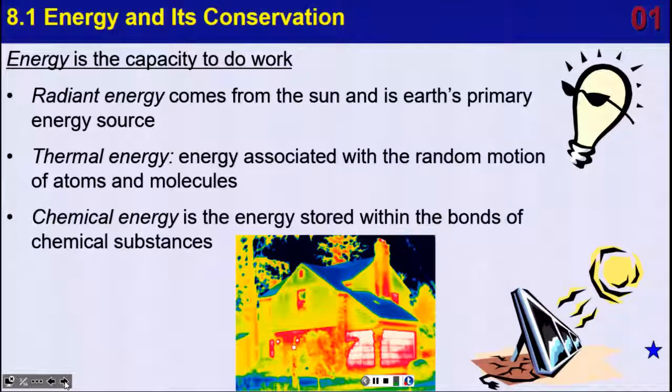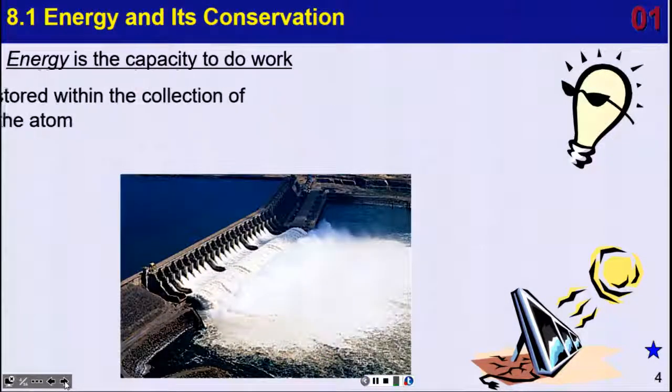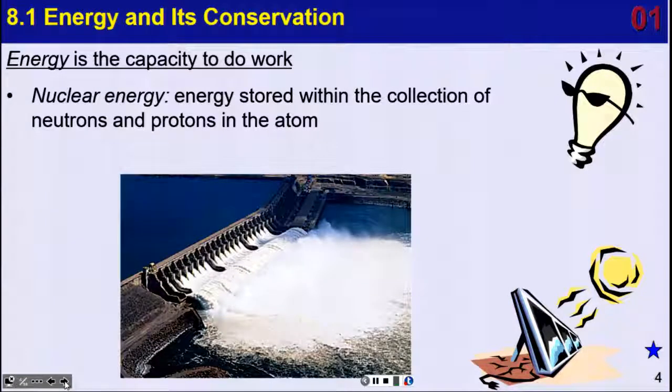There's chemical energy, which is the energy stored within bonds in chemical substances. So every chemical bond has an energy associated with it. There's also nuclear energy that's stored within the collection of neutrons and protons in the atom. And when you think about the fact that there's a bunch of protons in a very, very tiny space in the nucleus, there's a great potential for them to repel one another. So the fact that they do stay together in the nucleus makes one think there could be some energy potential by their positions, the way they're arranged there.